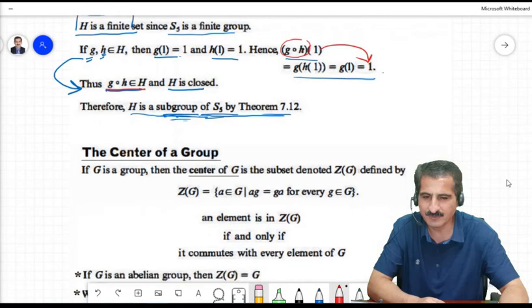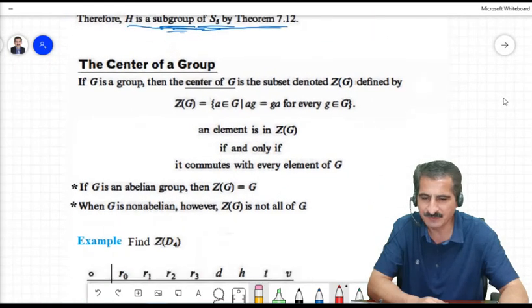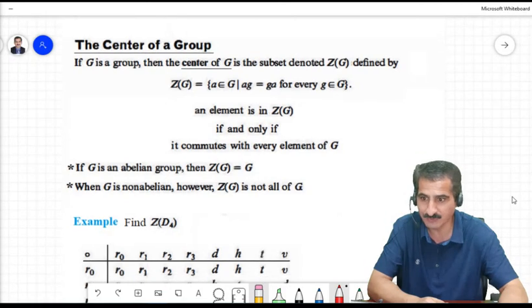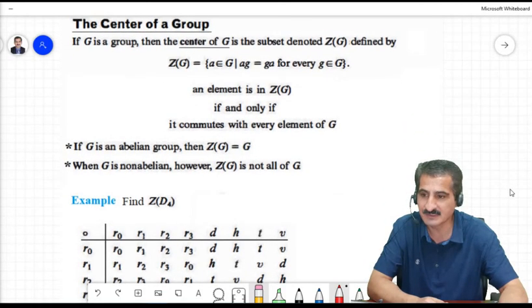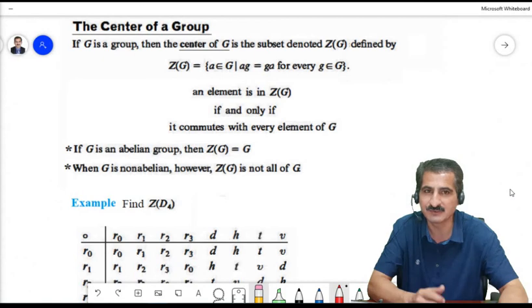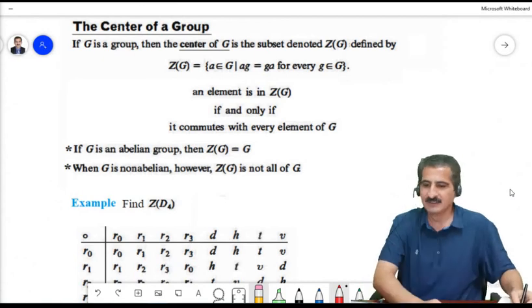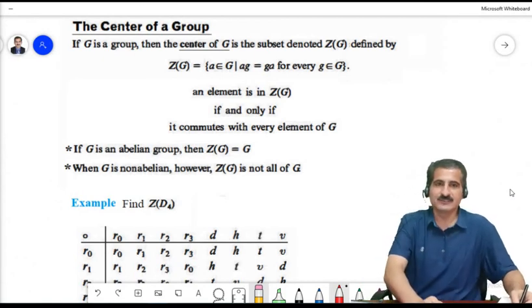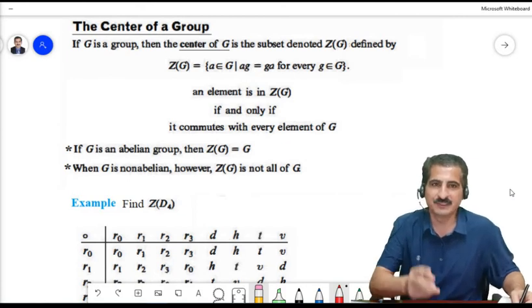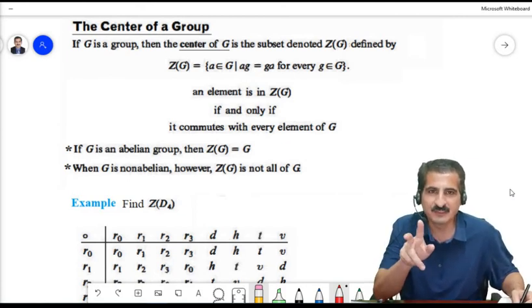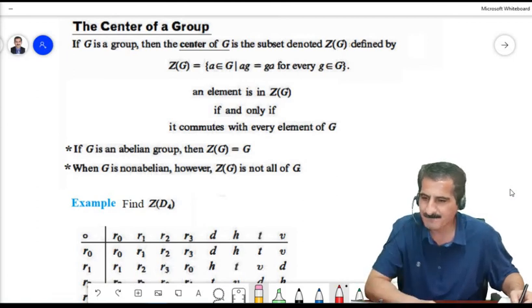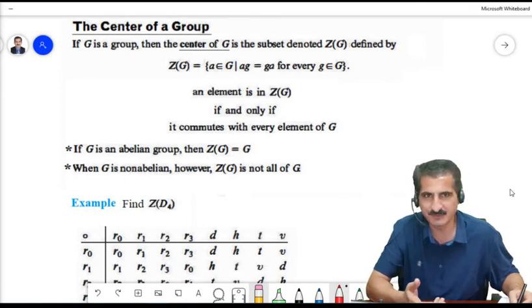So we only needed to show one condition to prove that the subset is a subgroup, one condition, because the subset is finite. Okay, we are done with the definition of subgroups, and we learned two theorems that help us prove that some subset is a subgroup, two theorems. Okay, now we will define the center of a group, which is a subgroup inside the group itself.